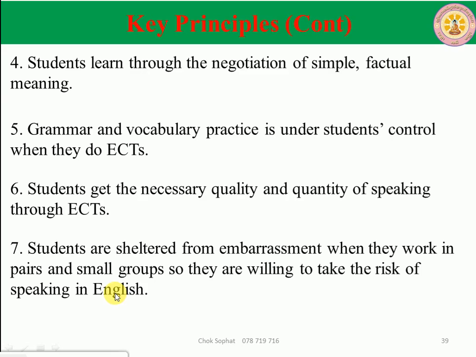So when we select techniques for our students to practice, you have to motivate them not to be shy or afraid of making mistakes while they are speaking English. If so, they cannot make the communication, they cannot use the language that we have taught.